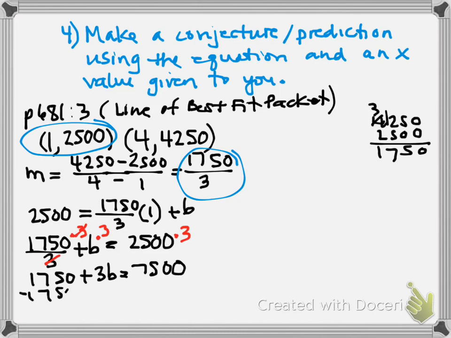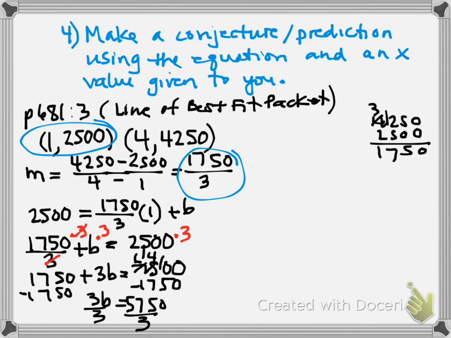I subtract 1,750 from both sides. That gives me 3b equals, I'm going to have to do some renaming, 5, do more renaming. I get a 7, and a 6 take away 1 is 5. And then I divide by 3.